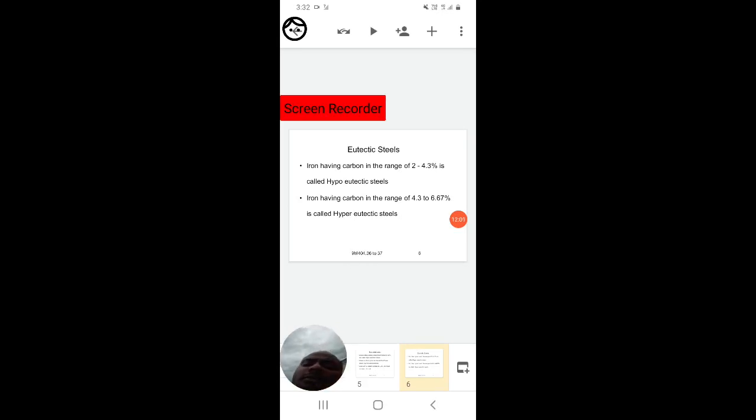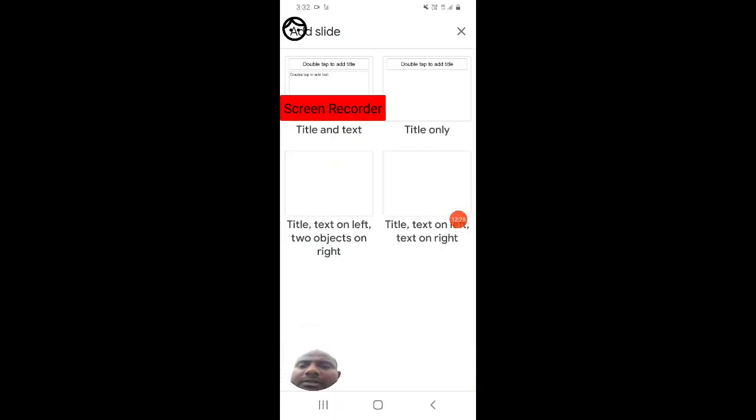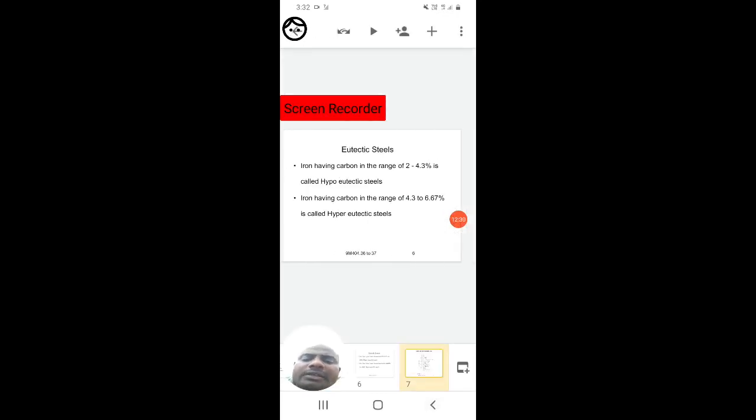Iron having carbon in the range of 2 to 4.3 percent is called hypoeutectic cast iron. Iron having carbon in the range of 4.3 to 6.67 is called hypereutectic cast iron. So these are the very important reactions in the iron carbon equilibrium diagram.